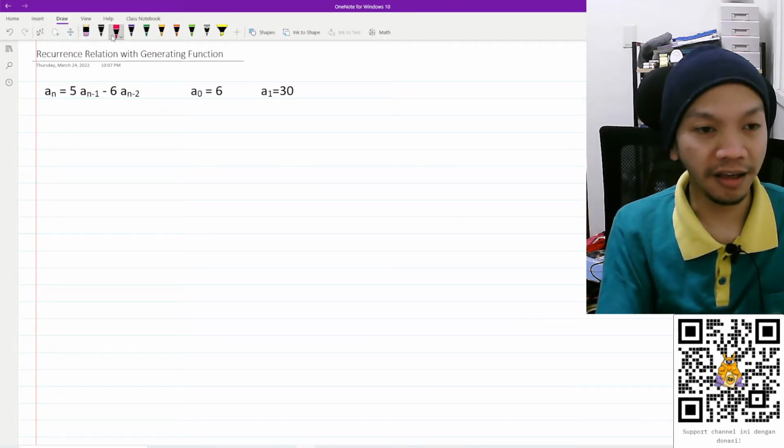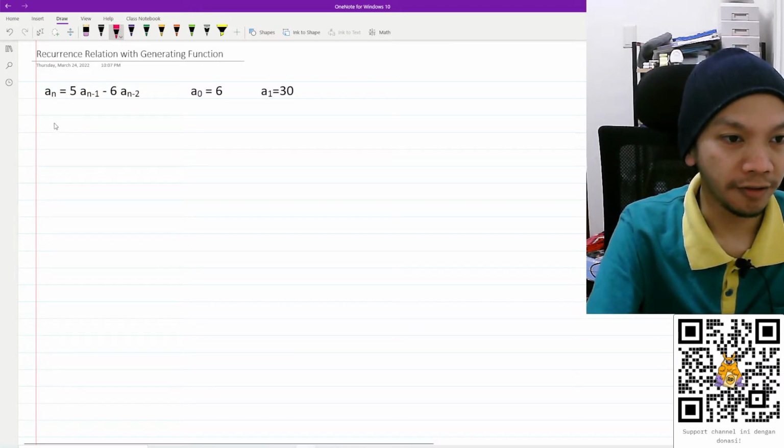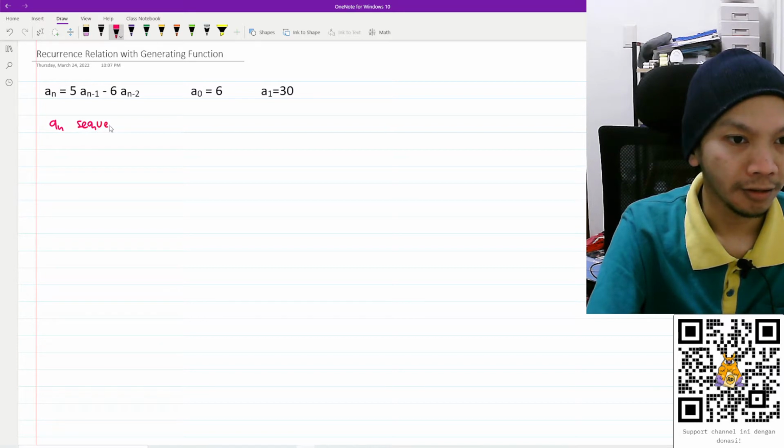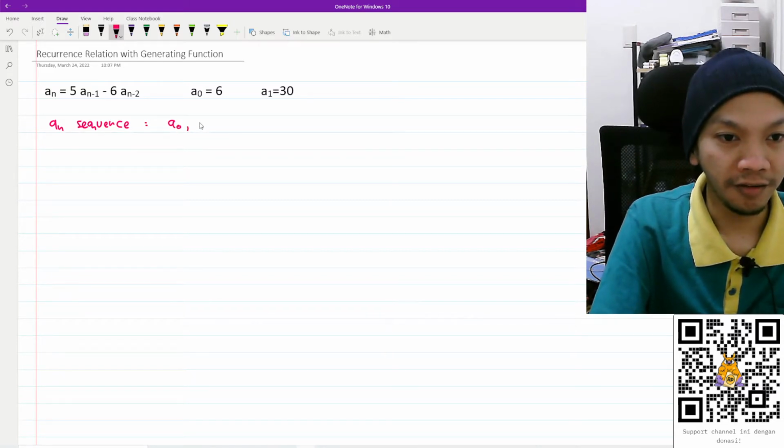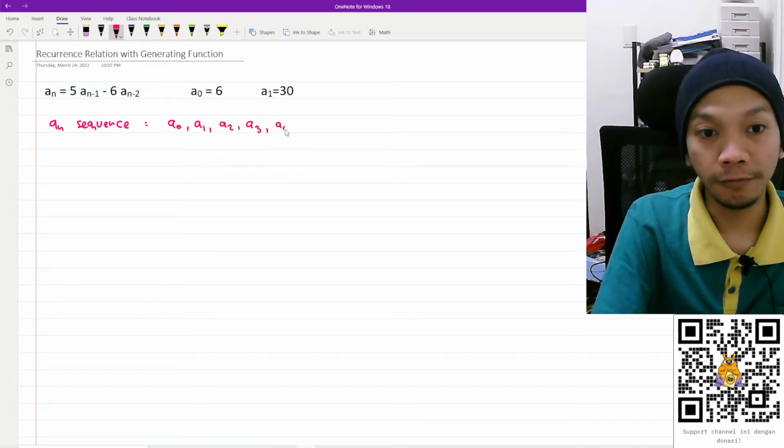Okay, remember that a_n is actually a sequence. So the a_n sequence is just a_0. We are given that a_0 is 6, but I want to write it as a_0 first. a_0, a_1, and then a_2, a_3, a_4, and so on until infinity, right?